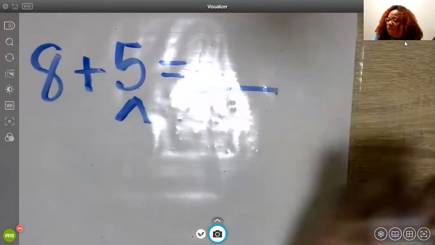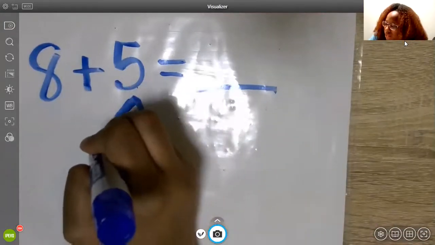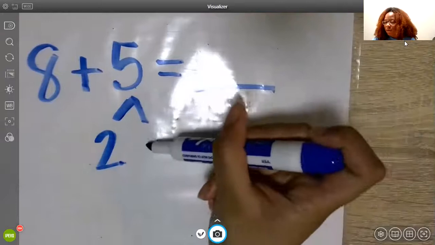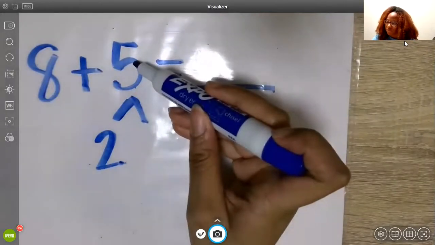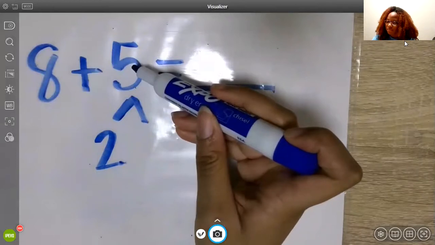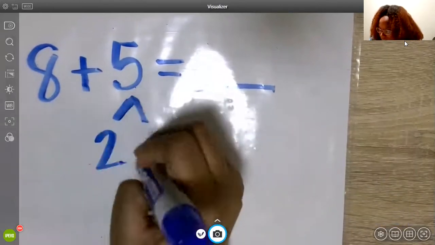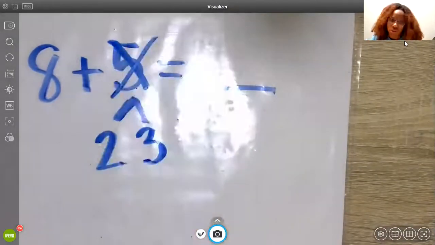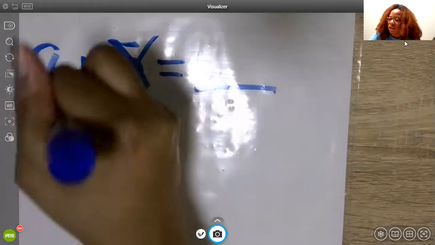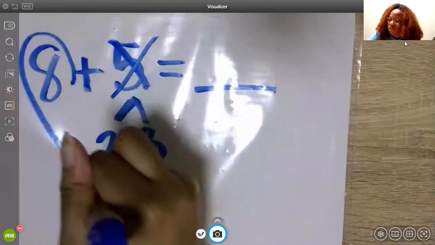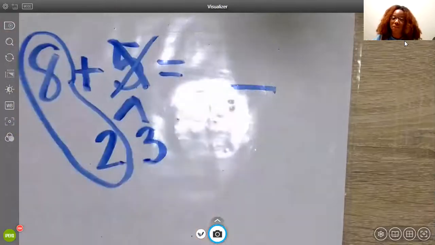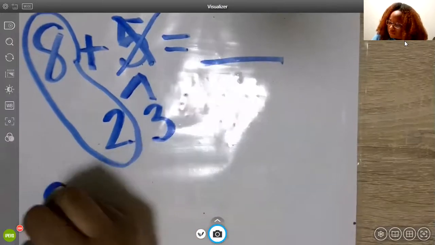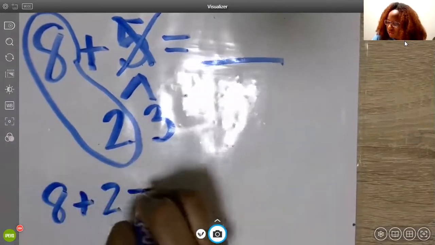I need 2 more. So in order to do that, write your 2 right here. So that means what other part must I have in order to equal 5 up here? I must have 3. So 3 and 2 makes 5. Don't forget to cross it out because I can no longer use that number. And I'm going to circle these two together because that makes 10. What will be my first number sentence? 8 plus 2 equals 10.